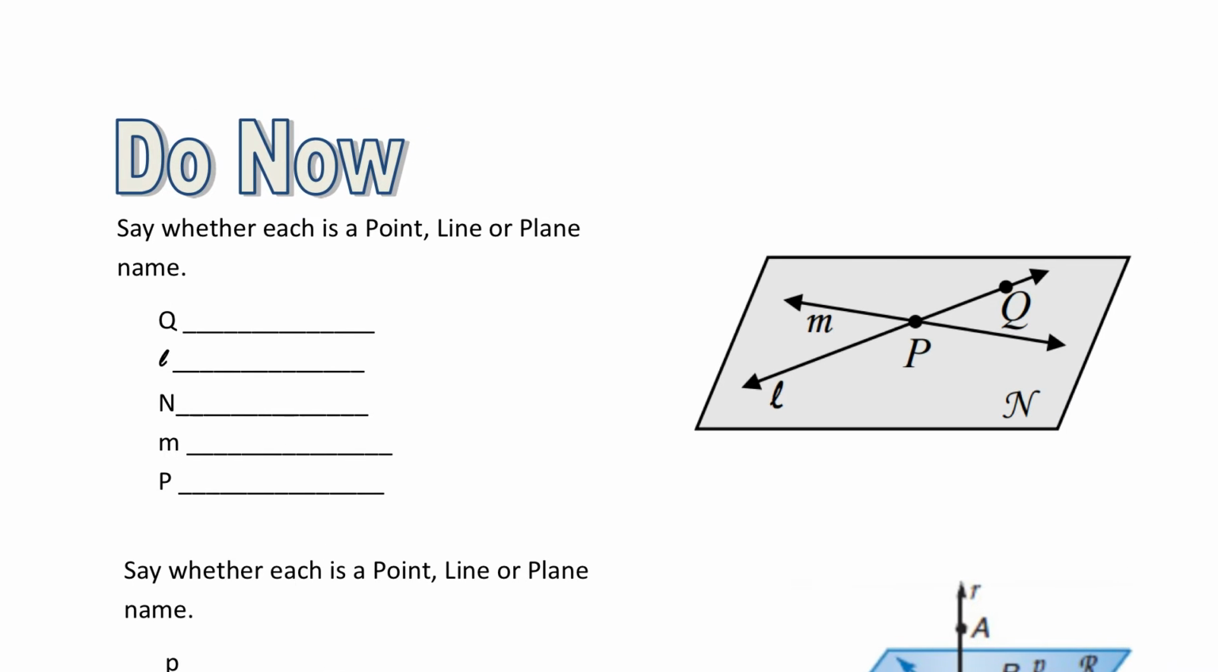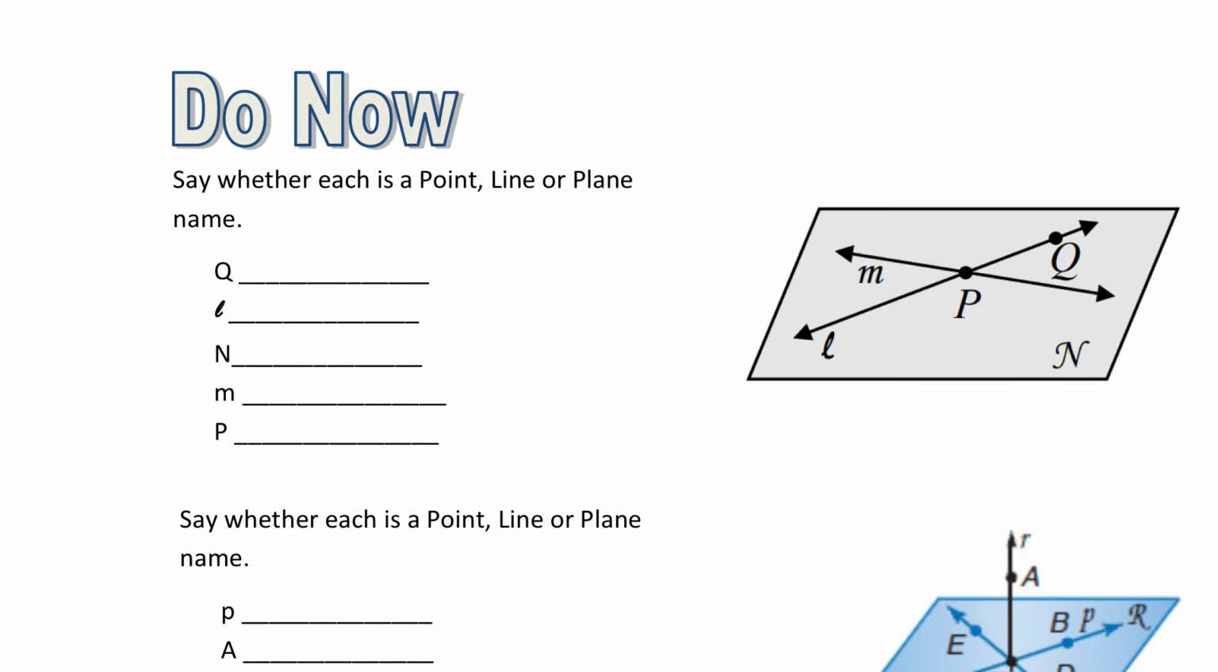All right, the Q. Is that naming a point, line, or a plane? Yes, this Q over here is attached to this dot. That means it's naming, and it's uppercase. That is naming a point, definitely.